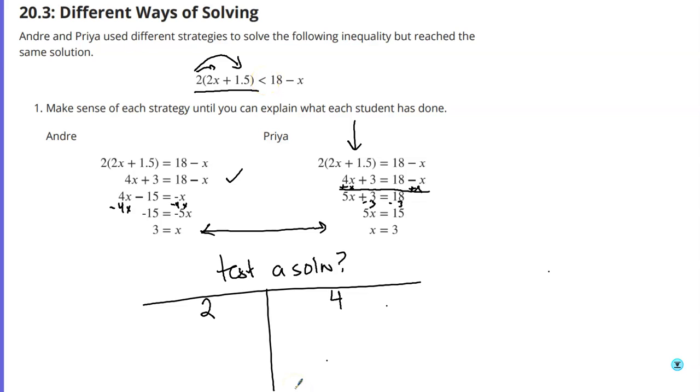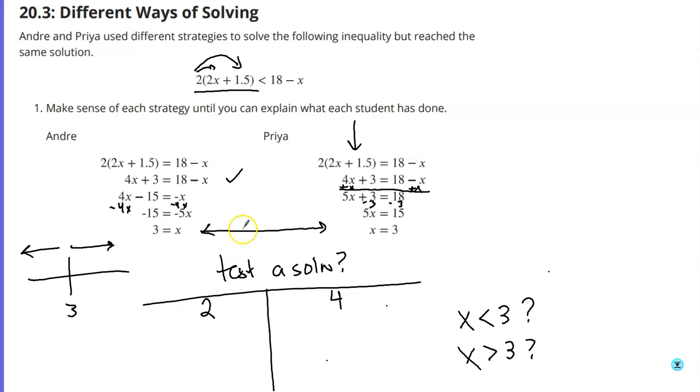So let's see which way works. Let's see if I want numbers bigger than 3. Do I want things headed this way, bigger than 3, or do I want things headed this way, less than 3? So that's how we're going to decide. So we're kind of like here right now. We're trying to decide, should it be less than 3 or greater than 3 for my final answer? Because I know 3 is the perfect equal.